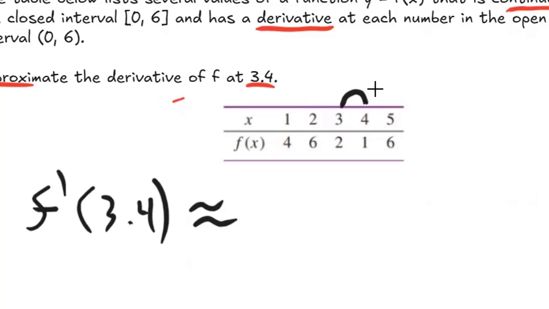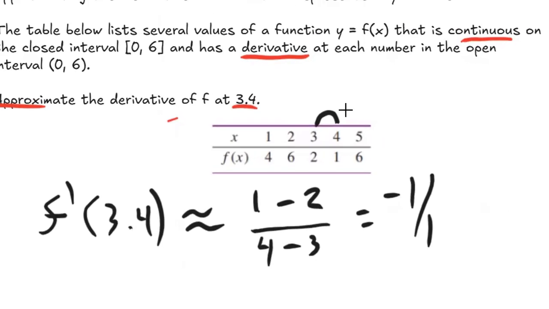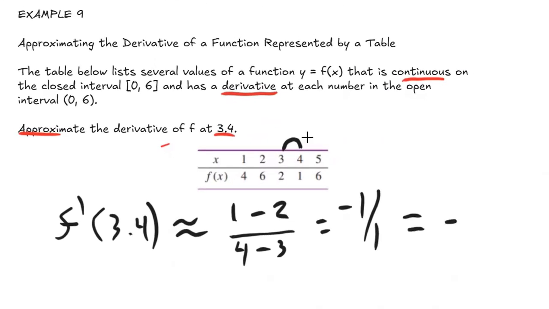So the change in y would be 1 minus 2. And the change in x is 4 minus 3. So you'd have negative 1 over 1. f prime of 3.4 is approximately negative 1.